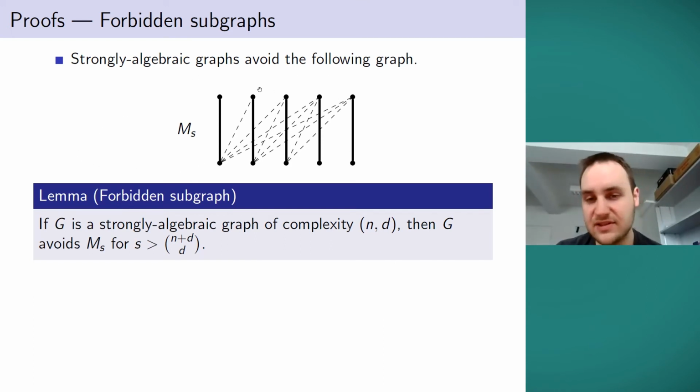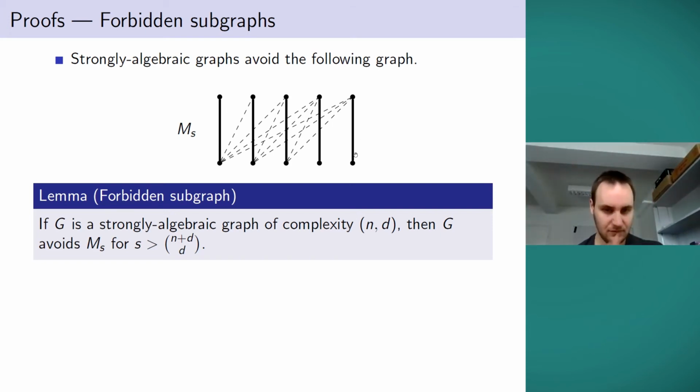Roughly, the reason we can avoid these graphs is that you can find the matrix that corresponds to the edges of this algebraic graph, and in this matrix this configuration would correspond to an upper triangular matrix. Your argument is you just show that this matrix does not have large rank, but this upper triangular matrix would have rank at least S. So this is the contradiction, and so we get this forbidden subgraph.